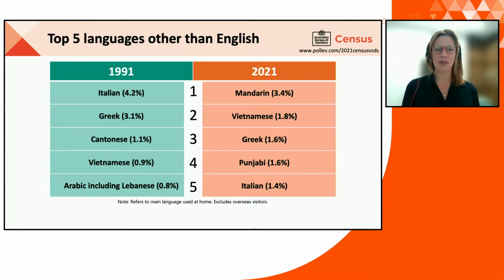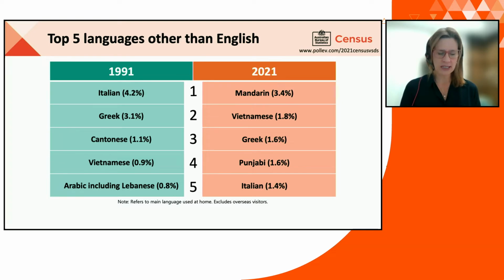Another aspect of cultural diversity that we look at is what languages people speak. Here we're looking at a 30-year time frame, back to 1991, and comparing that with 2021. In 1991, about 78% of people, so just under 80%, spoke only English at home. Those who did speak a language other than English at home were predominantly Italian and Greek, and then you can see a small share of Cantonese, Vietnamese, and Arabic, including Lebanese.